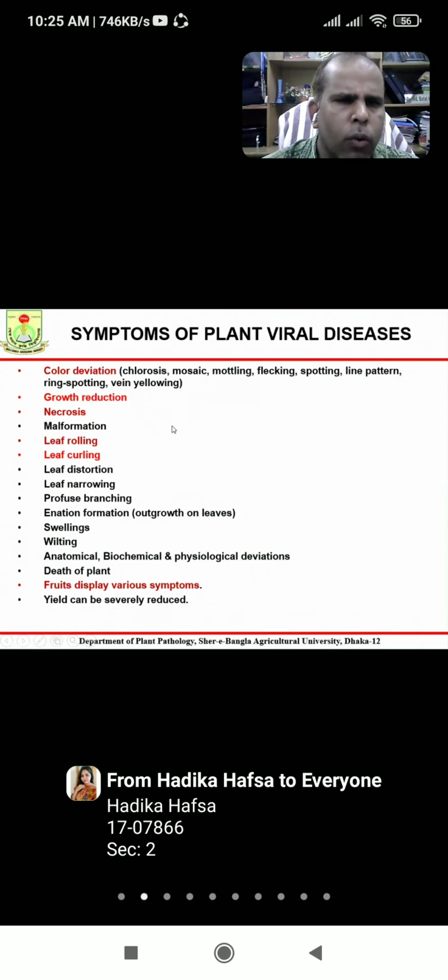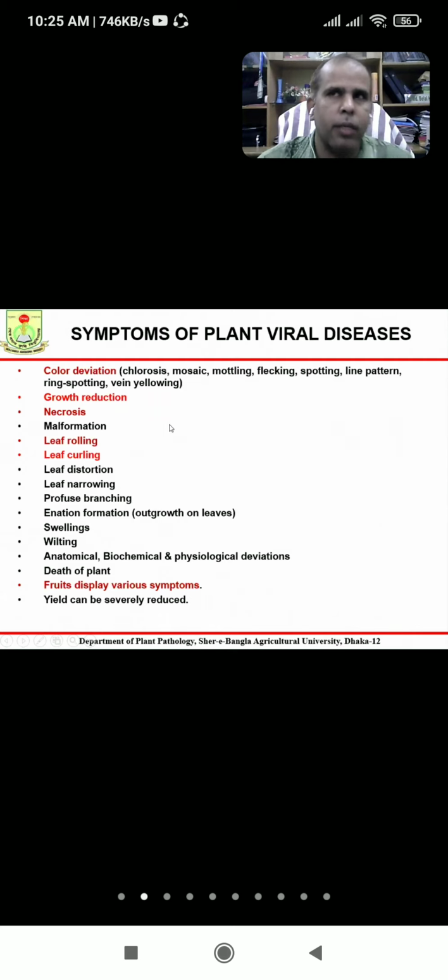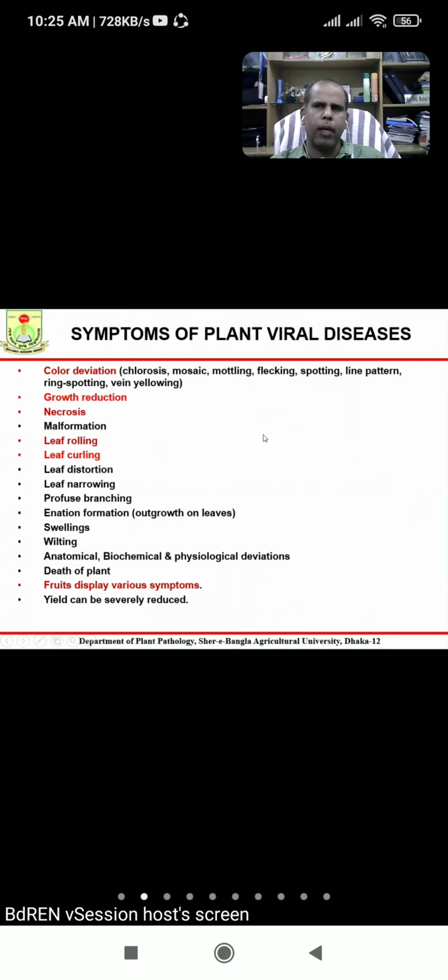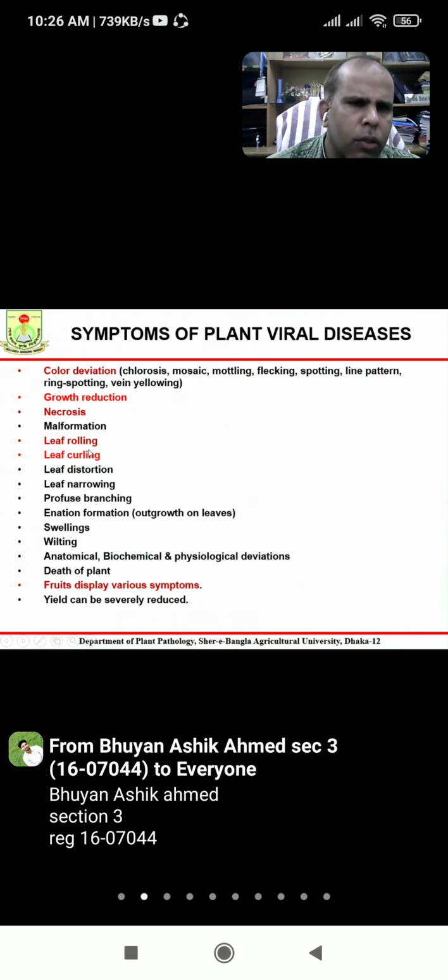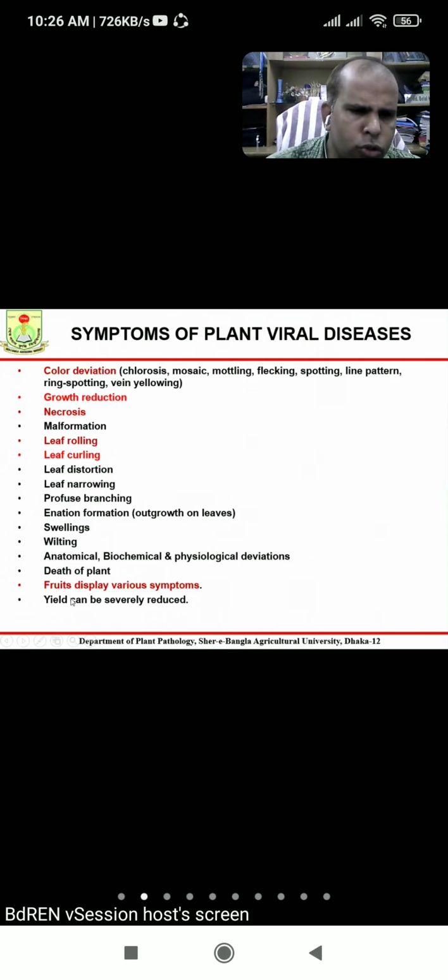Okay, growth reduction. Growth reduction means growth becomes reduced, the plant becomes stunted or dwarf, or forms a tumor. Necrosis is also a symptom. And then leaf rolling, where the leaf becomes rolled, and leaf curling, where the leaf becomes curled. These are common symptoms in viral disease, and fruit can also show various symptoms.